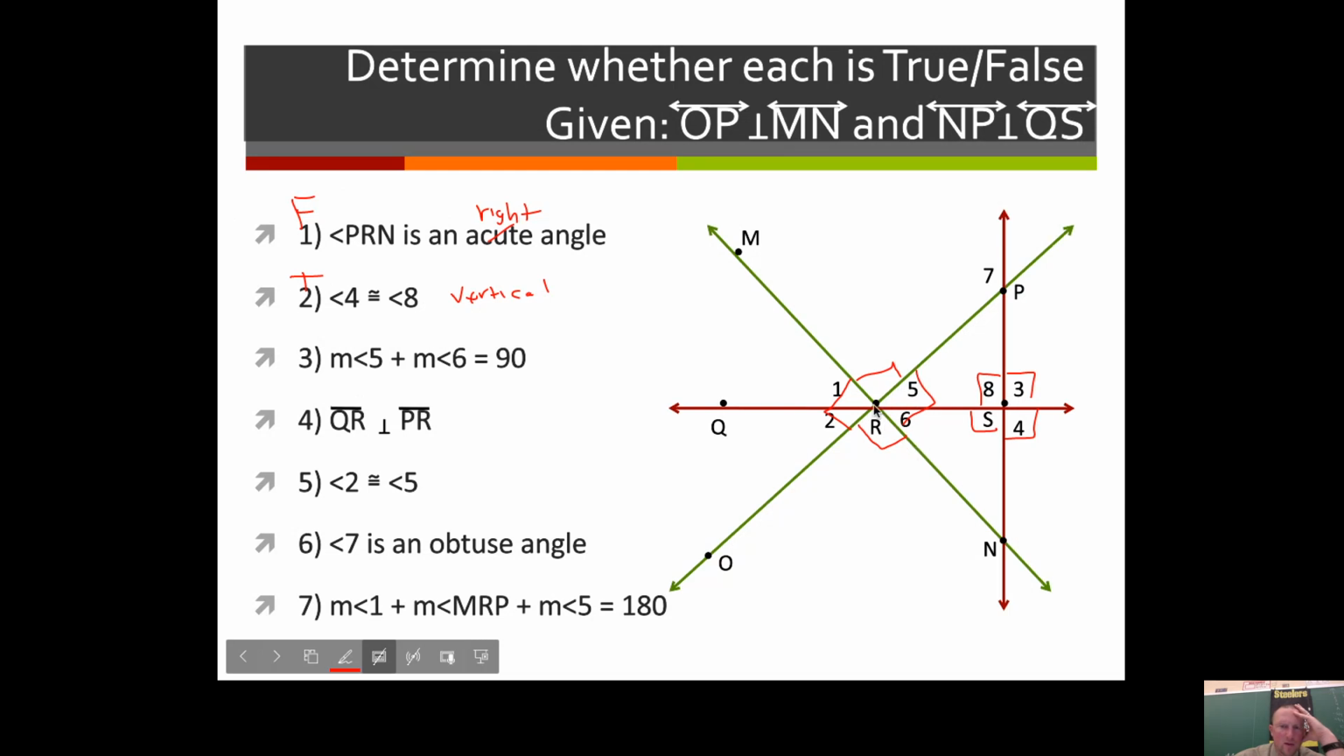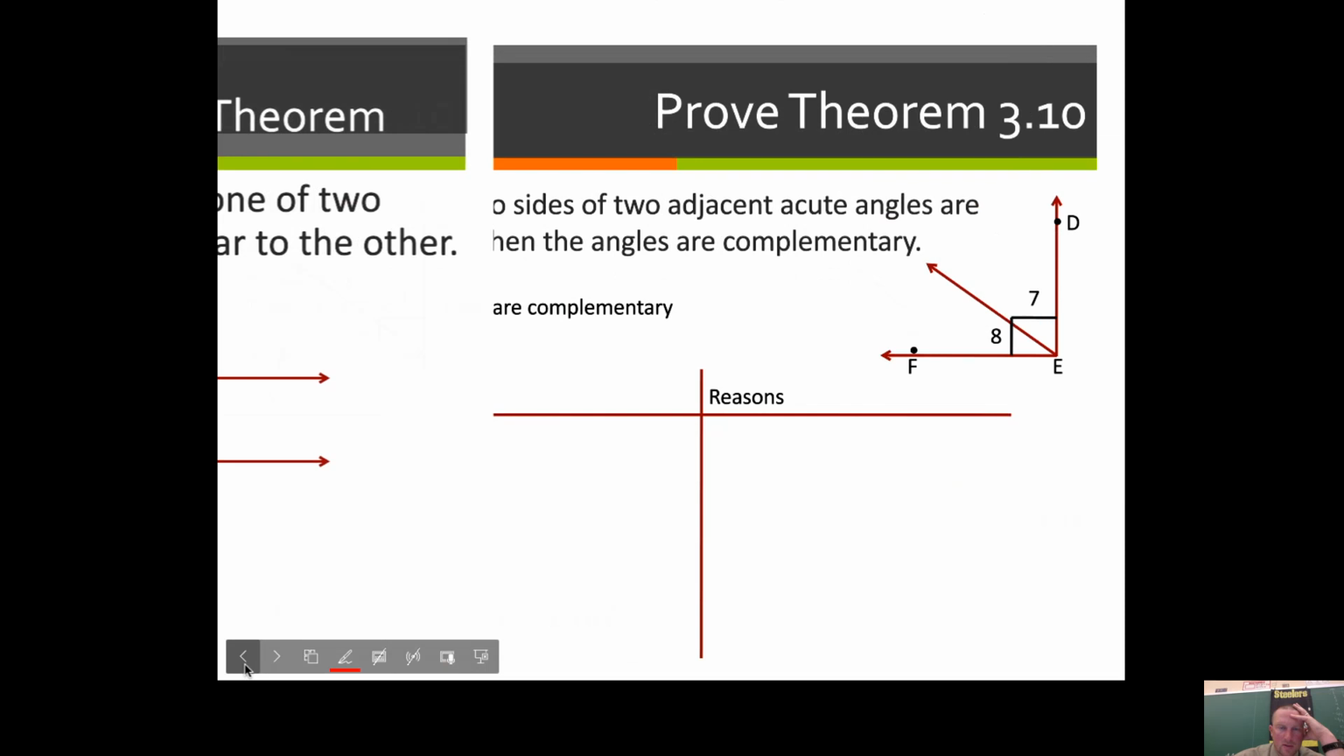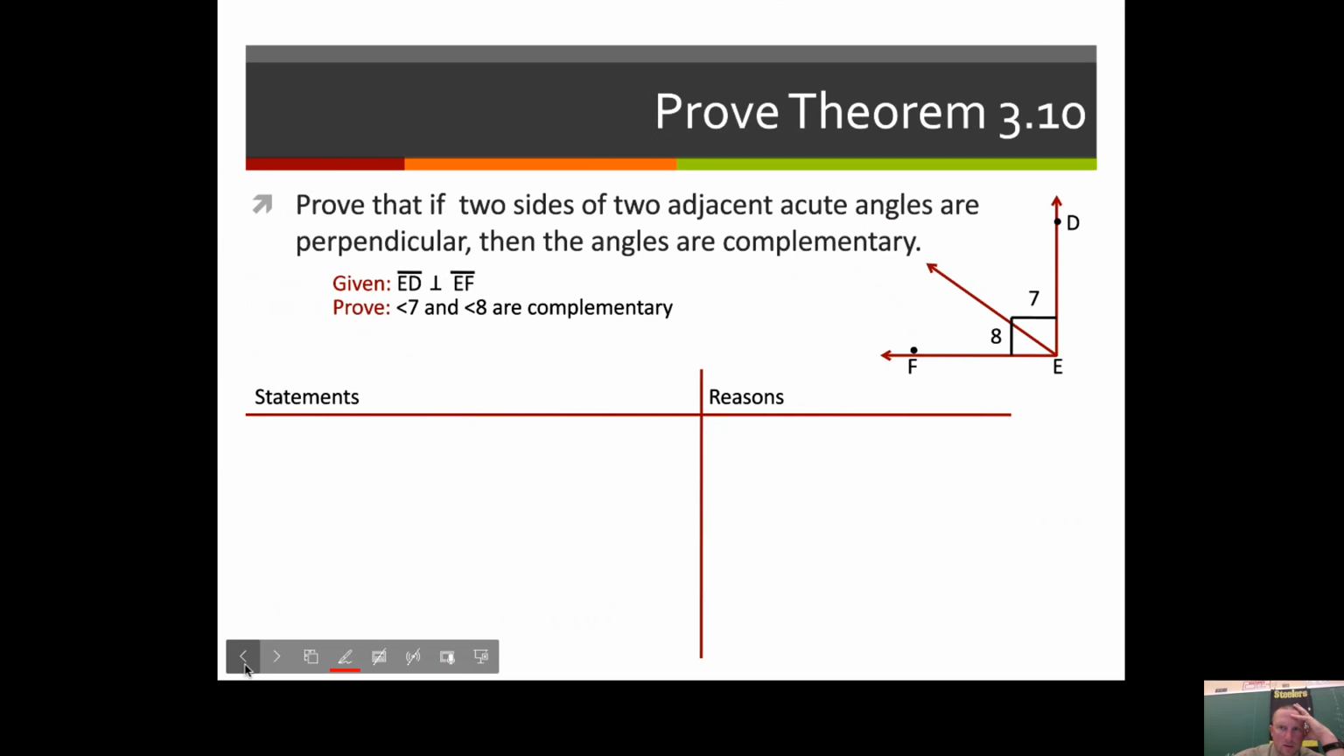Yeah, that's that theorem that we just talked about. If you have two adjacent acute angles and their non-shared sides are perpendicular, then they're complementary. That's true. That's theorem, oh goodness, I don't even remember the number now. Guess we can go back and look. 310.